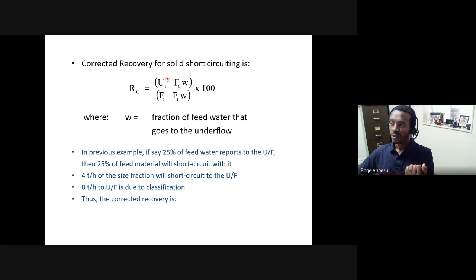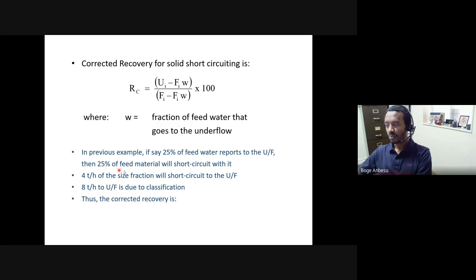But I know some of whatever I collected here may be because of true classification, but some could be because of water carrying them with it as well. And therefore, that's why we need to take into account the fraction of water that was in the feed. For example, if about 25% of feed water reports to the underflow, with that 25% feed water, you actually have some coarse particles being carried as well, some fine particles being carried as well.